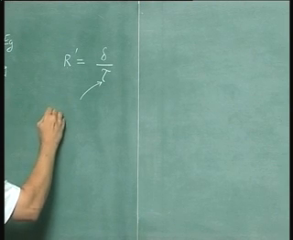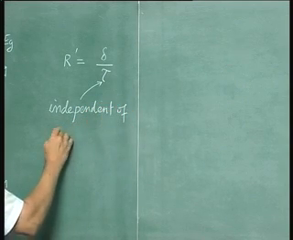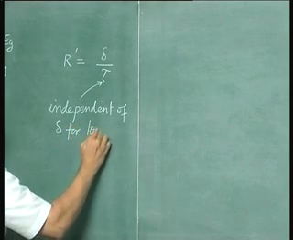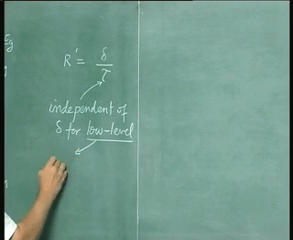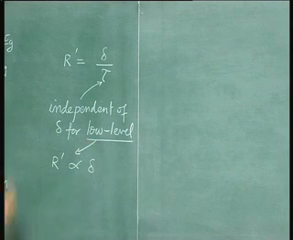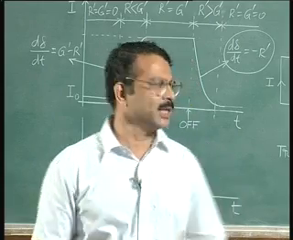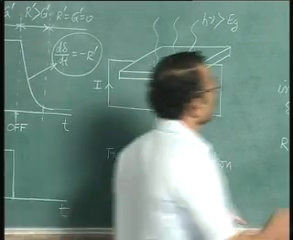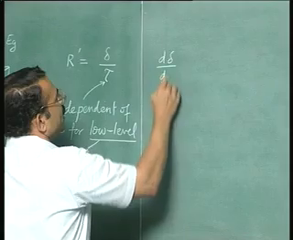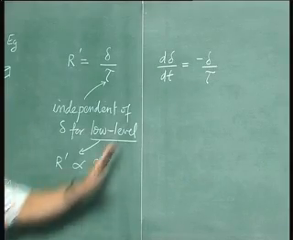So tau is independent of delta for low level. In other words, R dash is proportional to delta under low level conditions, that is the meaning. Under low level conditions, the analysis of the device is simple and we are going to concentrate on the low injection level. So we can write this equation d delta by dt equal to minus R dash as d delta by dt equal to minus delta by tau, with this particular time constant tau. So that is the rate of decay.